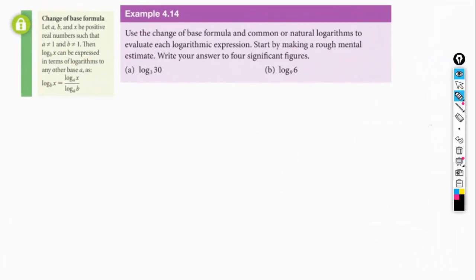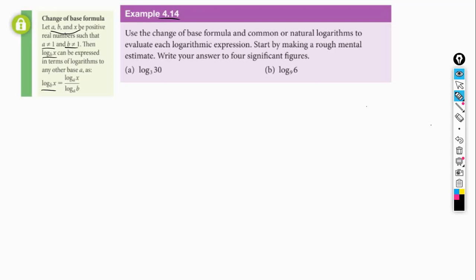So now we have example 4.14, which will be the last one on this video. But before we do it, we need to learn a formula regarding the change of base. So it says, let a, b, and x be positive real numbers such that a does not equal 1 and b does not equal 1. Then log base b of x can be expressed in terms of logarithms to any other base a, as log base b of x is equal to log base a of x over log base a of b.